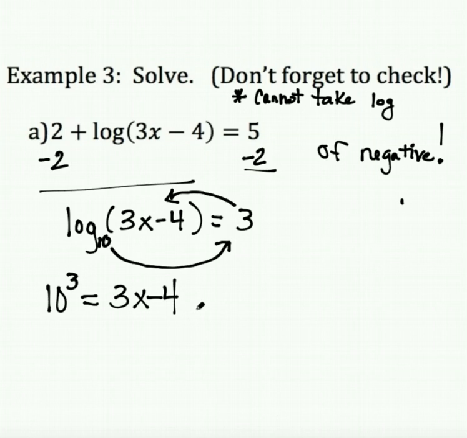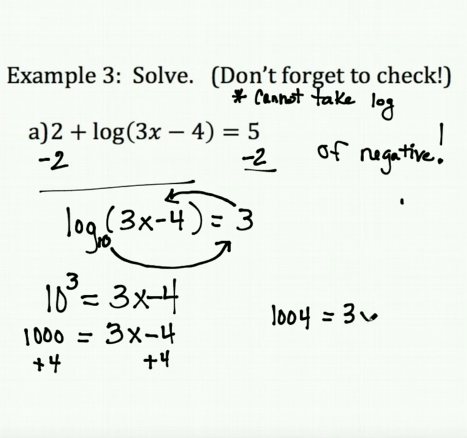Now I'm solving a basic two-step equation. Well, 10 to the third power is equal to 1,000. So I have 1,000 equals 3x minus 4. I'm going to add 4 to both sides. I have now 1,004 is equal to 3x. I'm going to divide both sides by 3. And that gives me x is equal to 1,004 divided by 3.